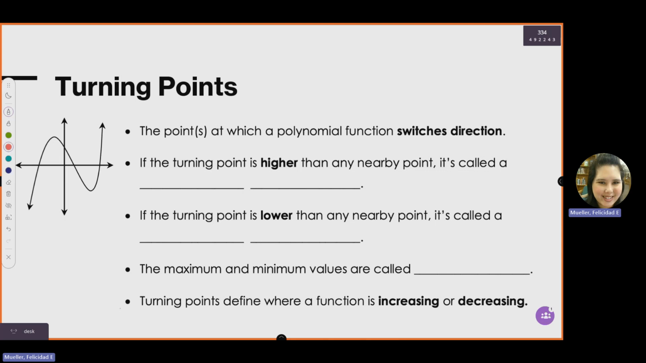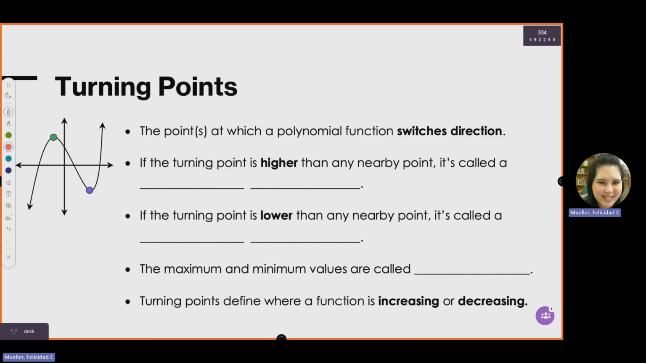Turning points are the points at which a polynomial function switches directions. Nothing crazy, but they are very significant for us, specifically in math. So starting off, we have 2 turning points. We have our green dot and our purple dot, because again, they are changing directions.